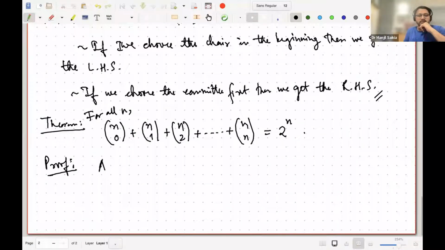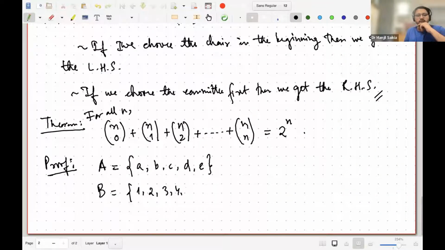So let me fix this. Suppose A is my set, and there are say 5 elements in my set, a, b, c, d, e, and B is another set where I have 1, 2, 3, 4, 5 as my elements. Now you can clearly see that the number of elements in A is the same as the number of elements in B, and this is written as cardinality of A is equal to cardinality of B. But how do we know this? Because these sets are quite simple. They have only 5 elements each. So I can do it by just inspection.